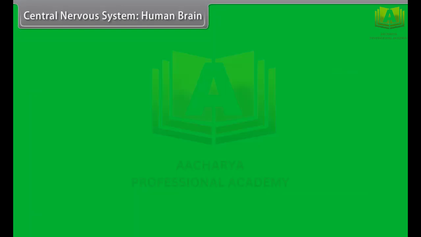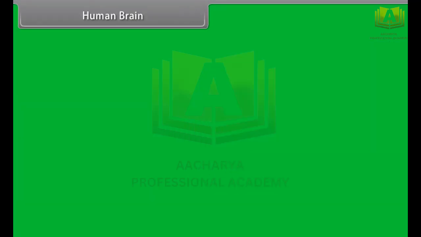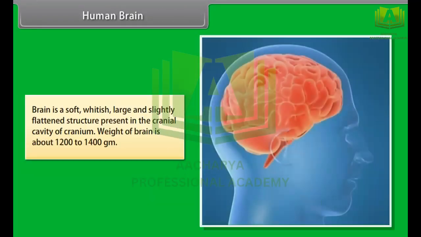Central nervous system. Human CNS consists of brain and spinal cord. All life activities are under control of the brain. Human brain. Brain is a soft, whitish, large and slightly flattened structure present in the cranial cavity of the cranium. Weight of brain is about 1200 to 1400 gram.